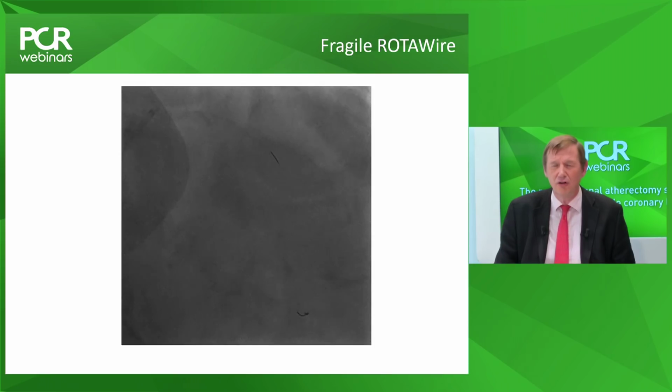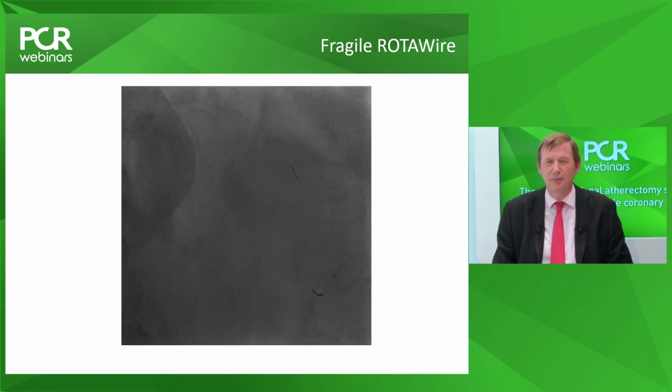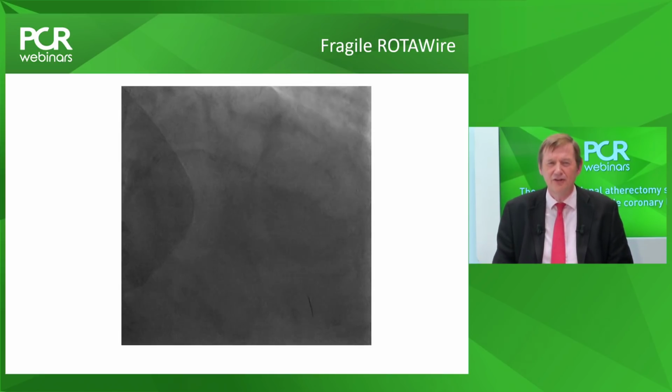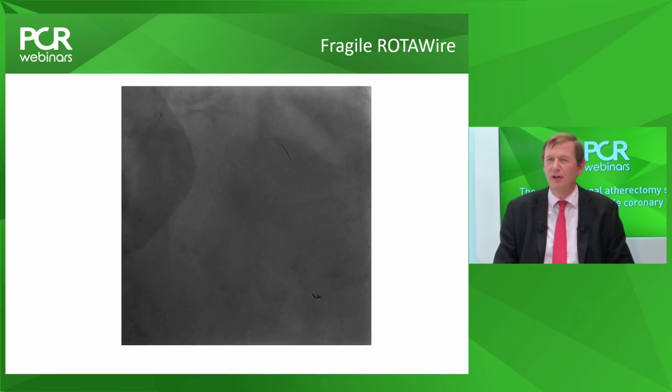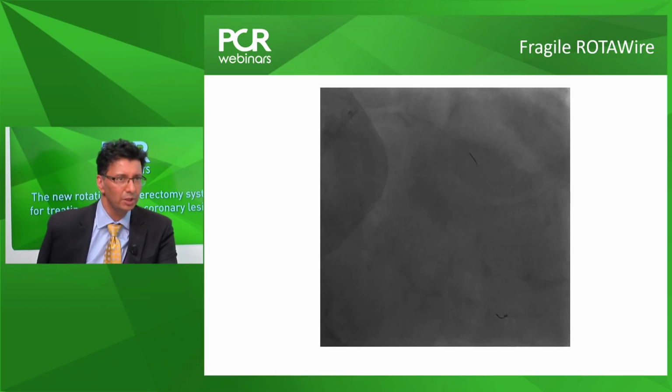So it's quite difficult to see this case, but I think with a little bit of dialogue from Sagar, he'll be able to explain. This is a case where a wire has caused a problem. Is that right, Sagar? Yeah, so this is a rotational atherectomy case of the left anterior descending, and basically the RotaWire Floppy was just passed in a very distal location.